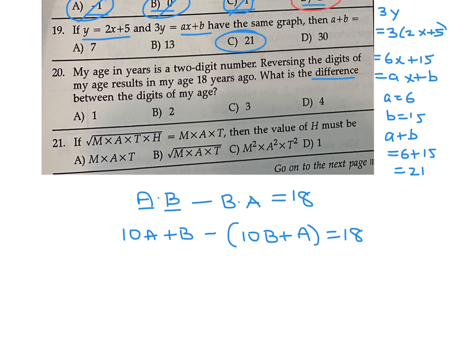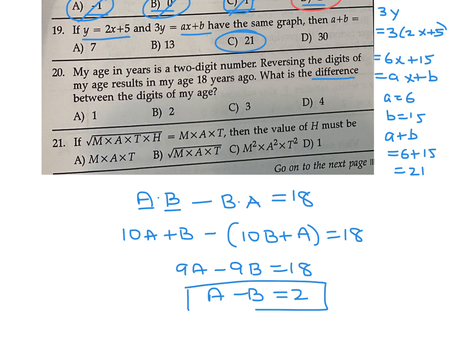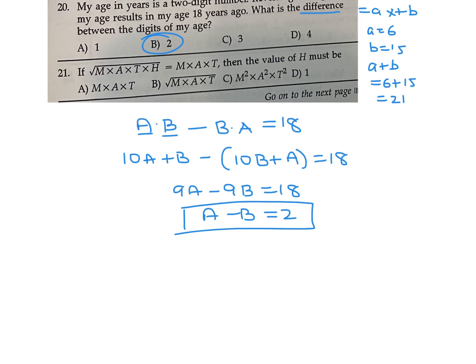So that would be 9a minus 9b is 18. And then if you factor out the 9, it would be a minus b is equal to 2. What are they asking? What is the difference between the digits of my age? Well, there we go. This is the difference, a minus b, which is 2. Okay, so that's all they're asking for there.